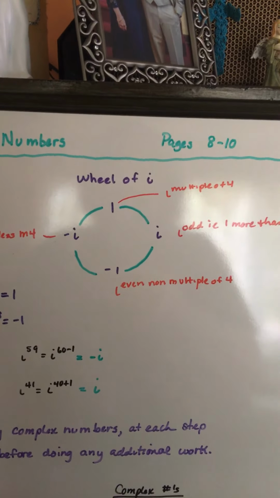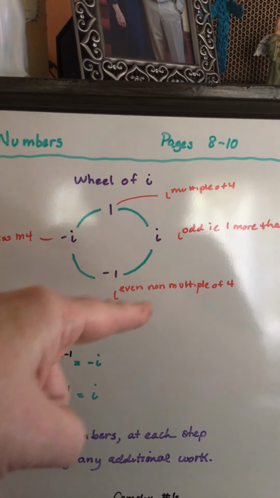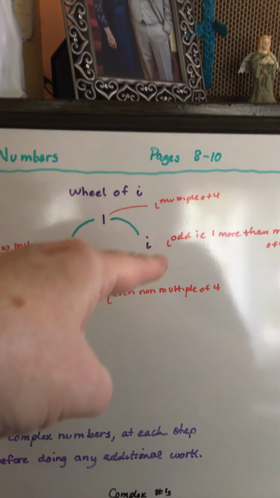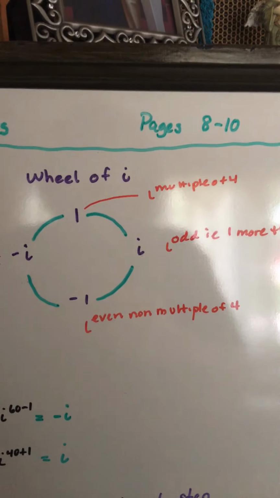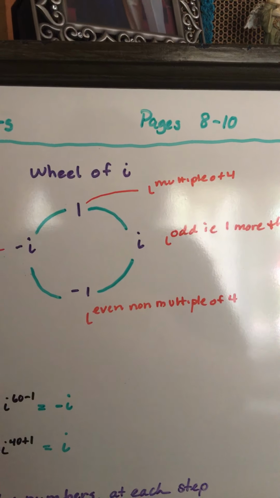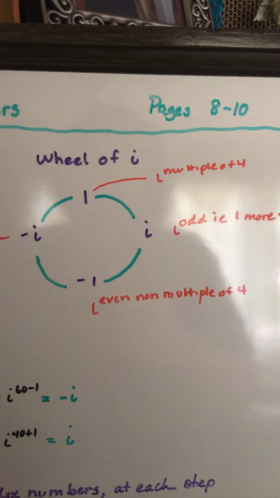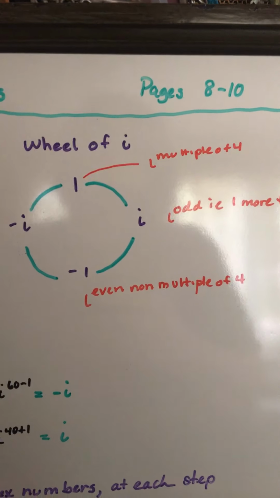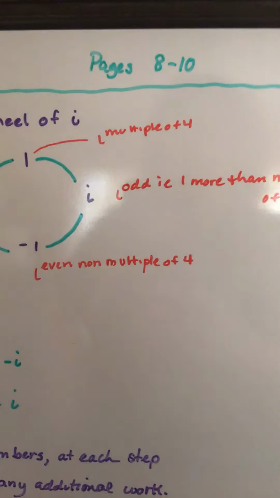The wheel of i consists of 1, i, -1, -i, and then repeats. The pattern is whenever you have i to a multiple of 4, you always get 1. i to an even number like 2, 6, and 10, but it's not a multiple of 4, you end up with -1.